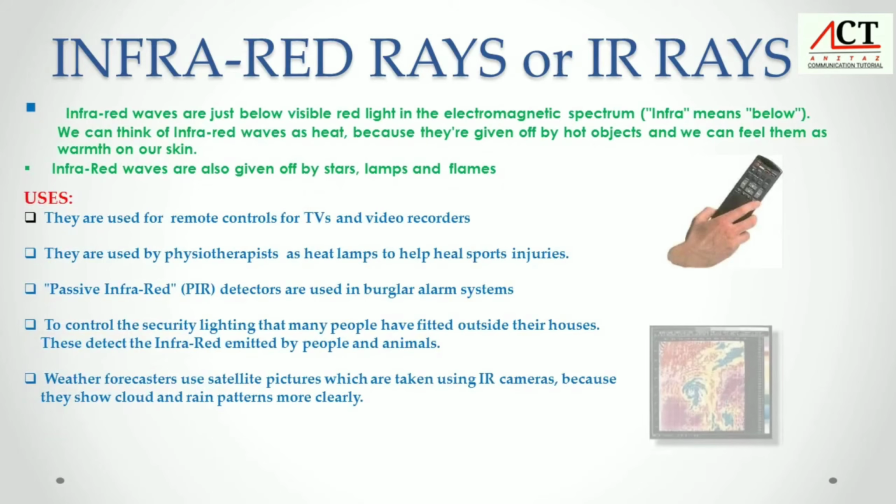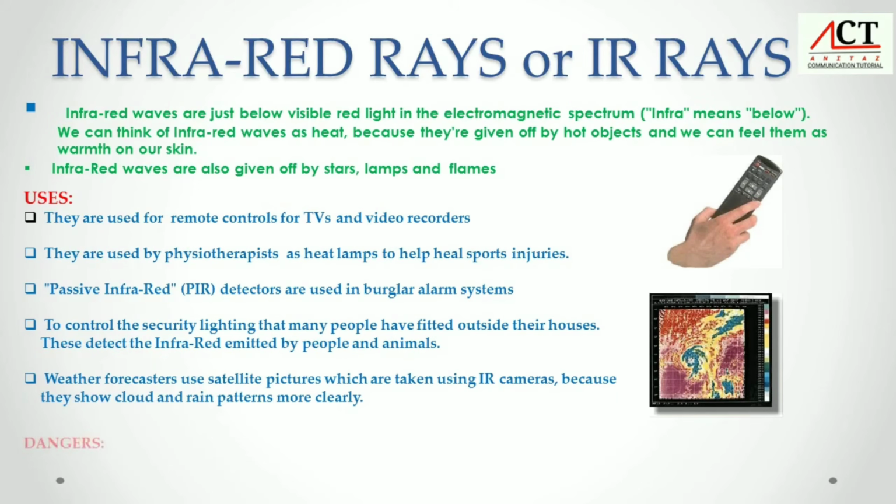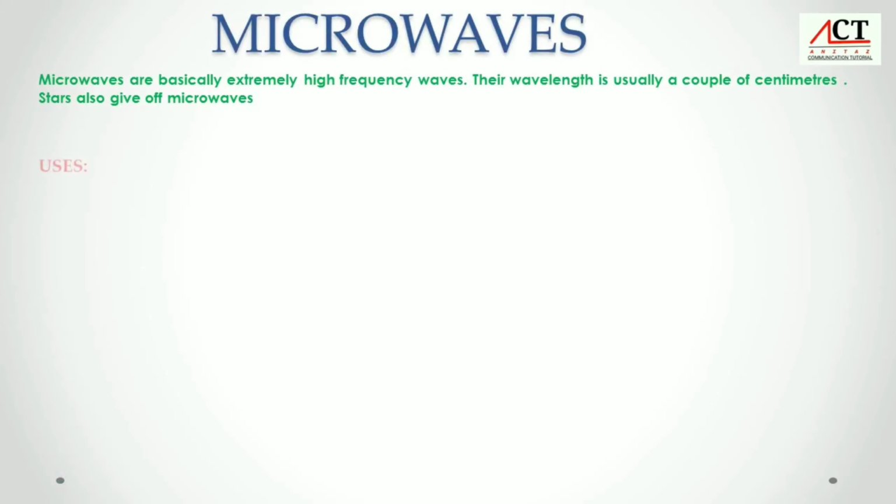Weather forecasters use satellite pictures which are taken by IR cameras. The dangers of IR rays is that it makes us hot. Coming to the next, that is microwaves.